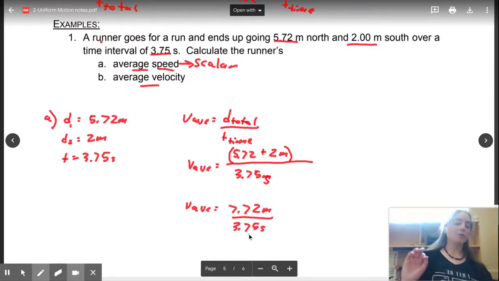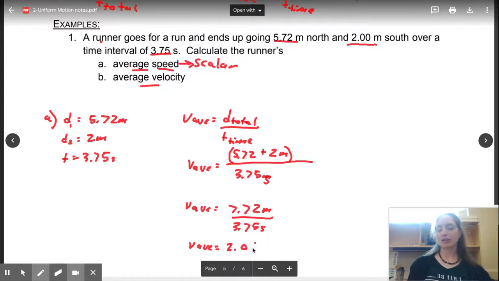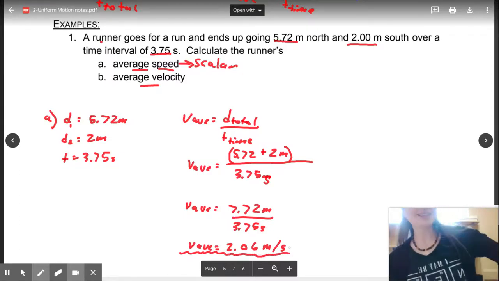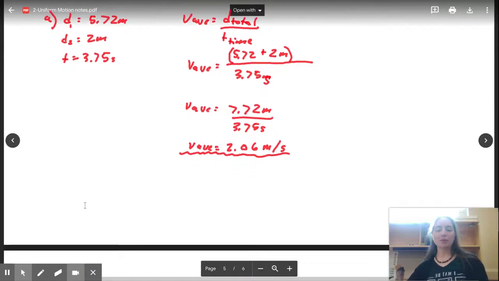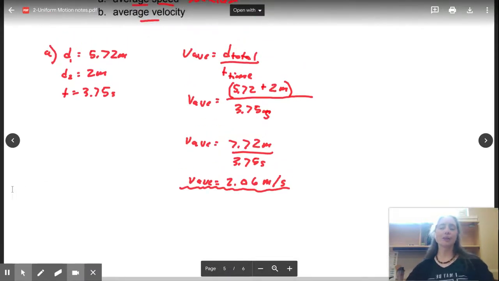Okay, so you don't have to write this step down if you don't want to. You can just solve it from there in your calculator, but this is what I need to see calculator-wise. This needs to be done first, and then you do the dividing. So your average speed, ladies and gentlemen, with your correct units and sig digs, is going to be 2.06 meters per second. Now, because this is scalar, I do not need to see direction.